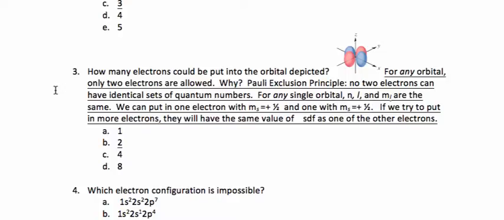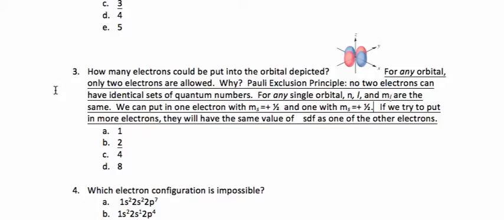The question asks how many electrons could be put into the orbital depicted. Actually, it's even simpler than that. For any orbital, it doesn't matter which one, we can only put 2 electrons in there. And that's because of the Pauli exclusion principle. Okay, so Pauli exclusion principle, unlike Aufbau and Hund's rule, doesn't just give you the lowest energy state, it tells you what's possible or impossible. So it's impossible to put 2 electrons into a situation where they have identical sets of quantum numbers.